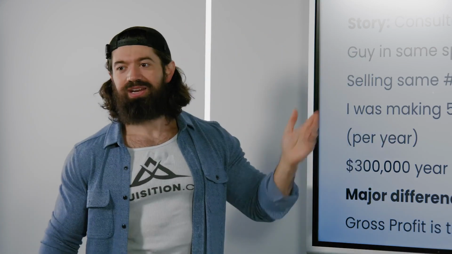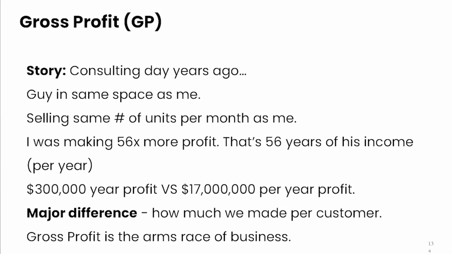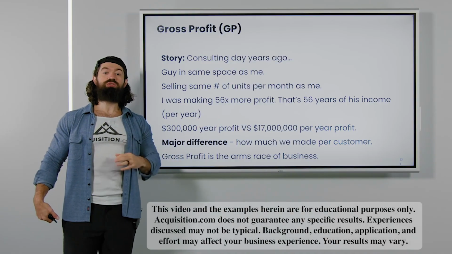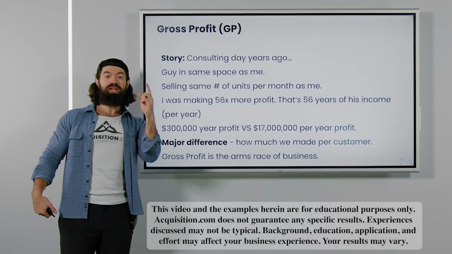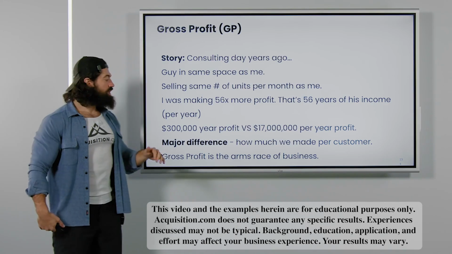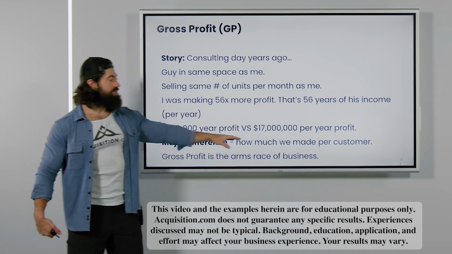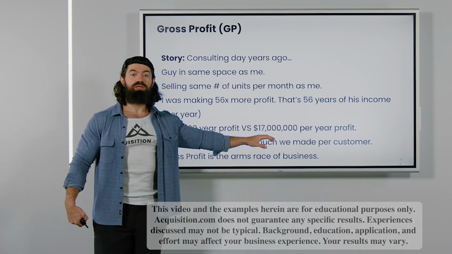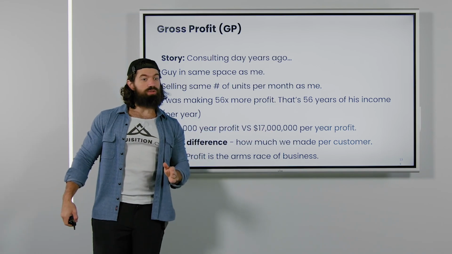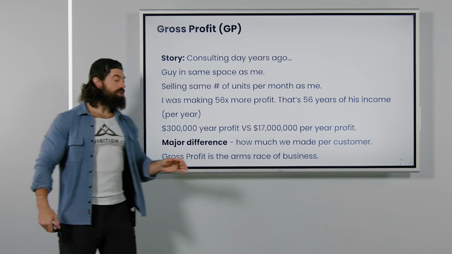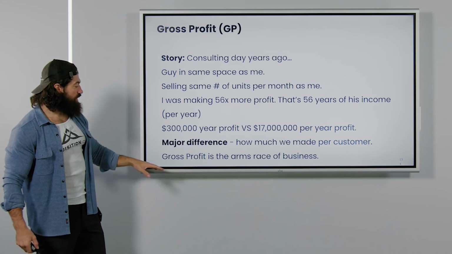So guy came in and he was selling the same number of units per month as me. All right. Same number of units per month as me. But I was making 56 times more profit than he was. That means 56 years of him making the amount of money that he made is what I made every year. And so he was making $300,000 a year in profit, and I was making $17 million a year in profit. Same number of units sold per month. And so the major difference is how much we made per customer.